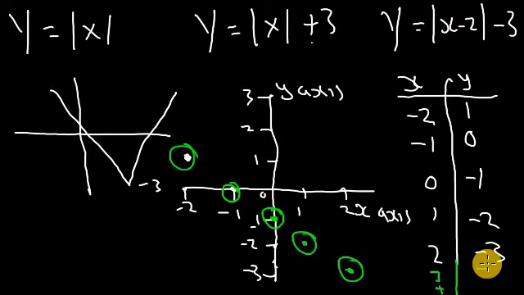1 minus 3 is minus 2. 4 minus 2 is 2. Absolute value of 2 is 2, right? And 2 minus 3 is minus 1. So when x is 3, so let's say for instance I have 3 and I have 4. So when x is 3, y is negative 2.